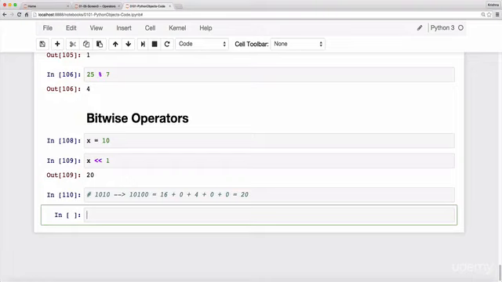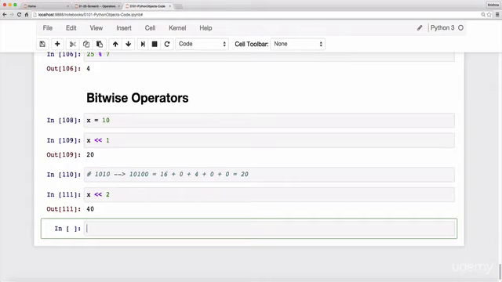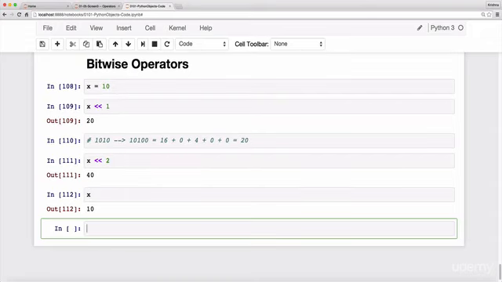And similarly, if you shift x by two places, then you will get 40. Still x is 10, and if you shift it twice, then you get 40. Then let us say right shift. X is 10. If you shift it right by 1 place, you will get 5.